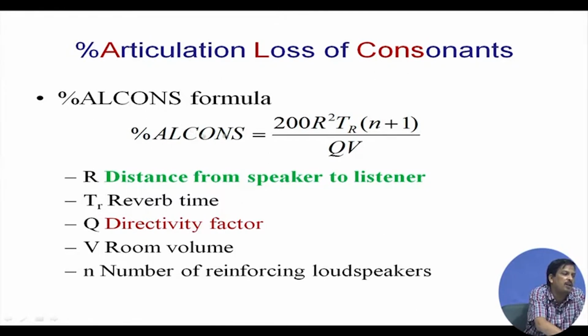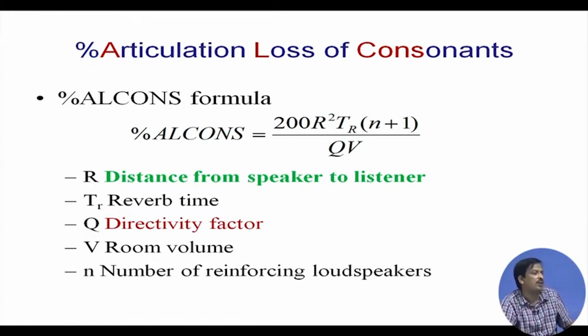The formula of percentage Alcons is 200 into r square, where r is the distance, Tr is the reverberation time, N is the number of reinforcing loudspeakers plus 1, divided by Q, the directivity factor, and V is the volume. So, if all the parameters are given, I can calculate the percentage Alcons.